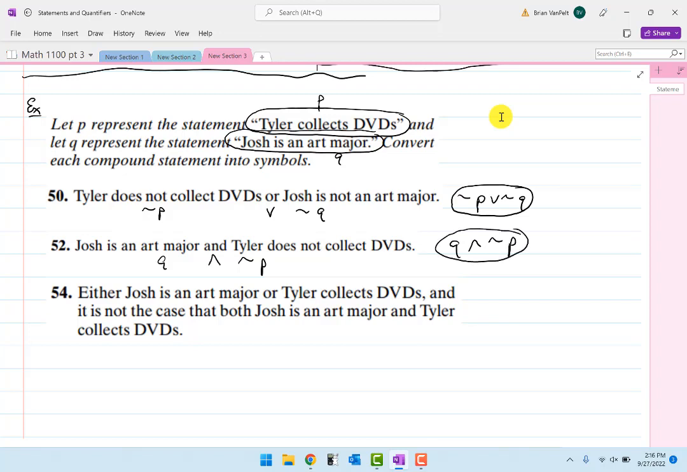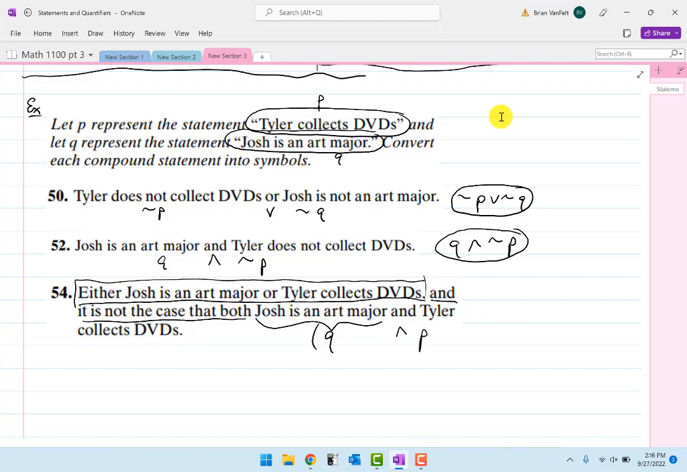And the last one, either Josh is an art major or Tyler collects DVDs. Let me block that off because that's one chunk. And it is not the case. Okay, so then we have, and it is not the case that both Josh is an art major. So there's a P again. There's P. And Tyler collects DVDs. Oh, they switched it on me again. Let me put my Q first. And then Tyler collects DVDs, so we're going to have P.